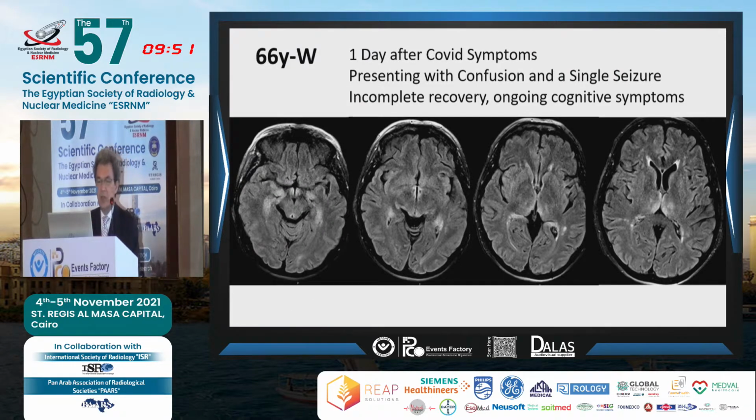So this is a patient, 60-year-old, presented one day after COVID symptoms and then had confusion and a single seizure. Incomplete recovery. And if you look at the FLAIR images, you see the hyperintensity here in the region of the hippocampus, going back, but also here along the thalamus, along the third ventricle. So this was diagnosed as a limbic encephalitis. Limbic because of the location of the anatomy, and encephalitis as an inflammation.